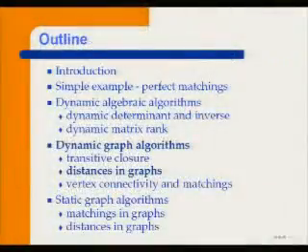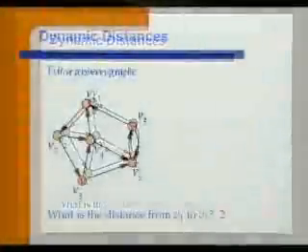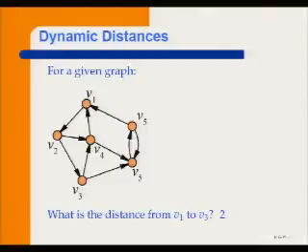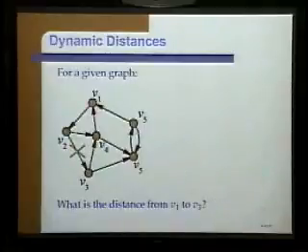Okay, what about distances? The problem is again very similar. Now you would like to check what is the distance from 1 to 3, and in this graph it's 2. And if you delete this edge, then in this graph it's 0, but this edge should be inverted, and the result would be 3.